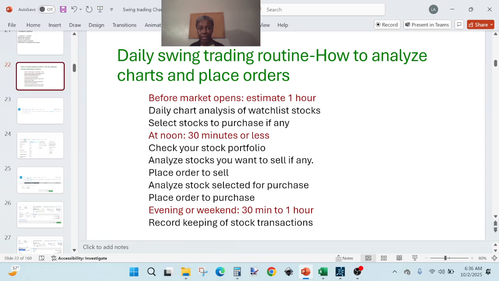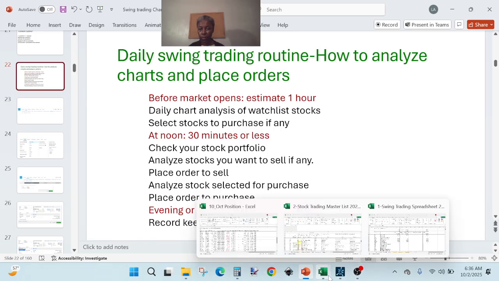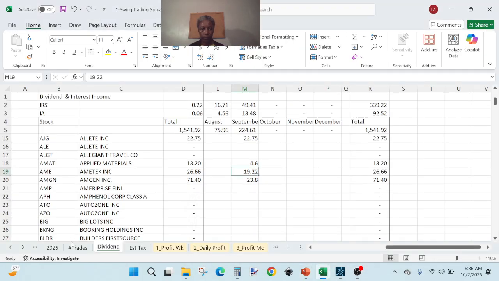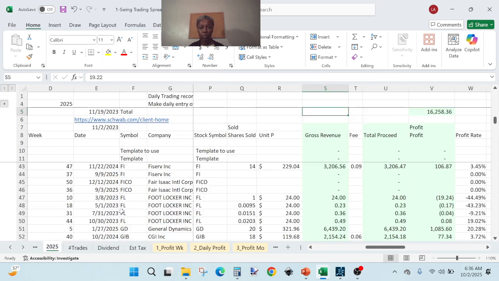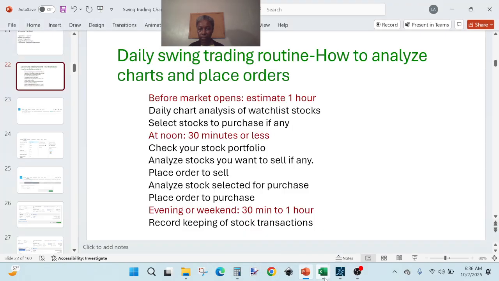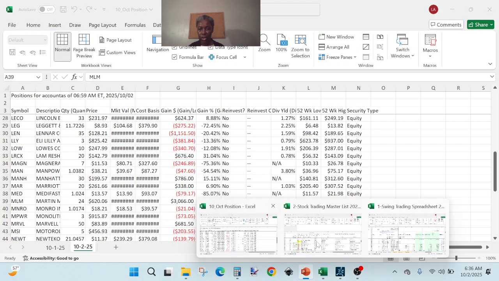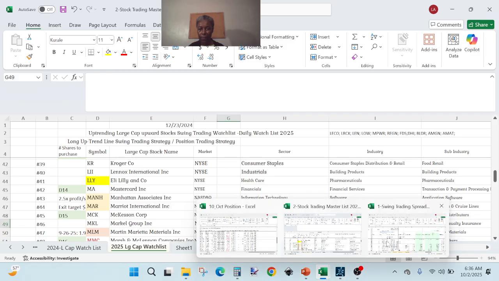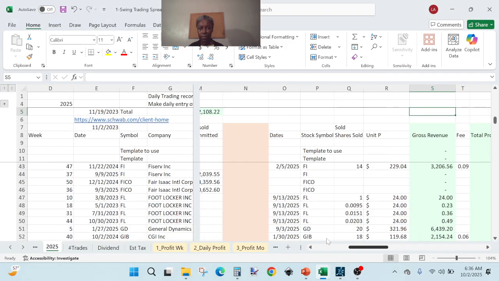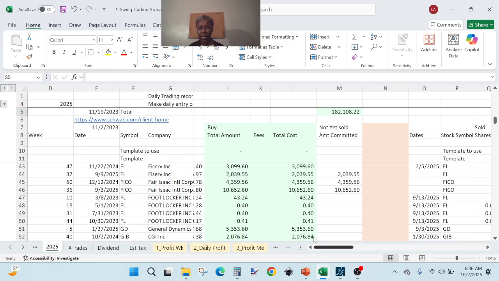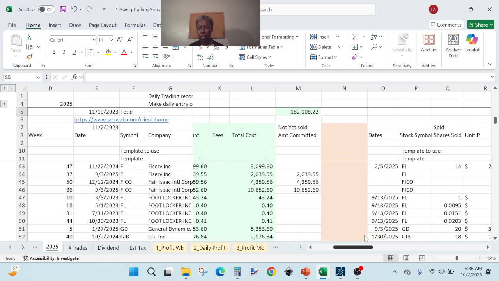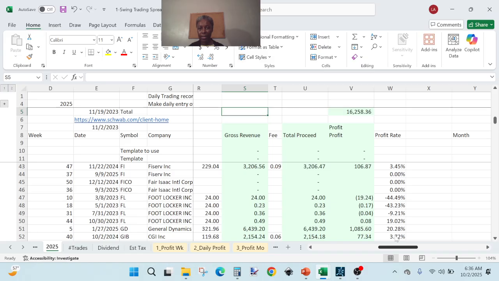And then in the evening or weekend, you can pull your transaction history to record your purchases in your spreadsheet. Sometimes you might just have dividends that you have to record. Sometimes you'll have your sales or your purchases that you will record in your spreadsheet as well. If I go back to that spreadsheet, on the left you record your sales, your purchases, and then at the right side of it, you record your sales when you sell them.